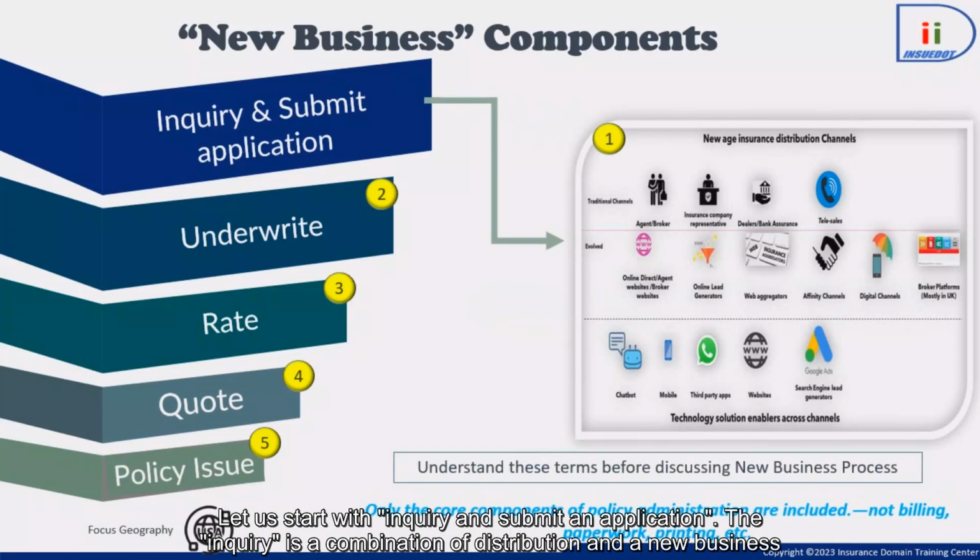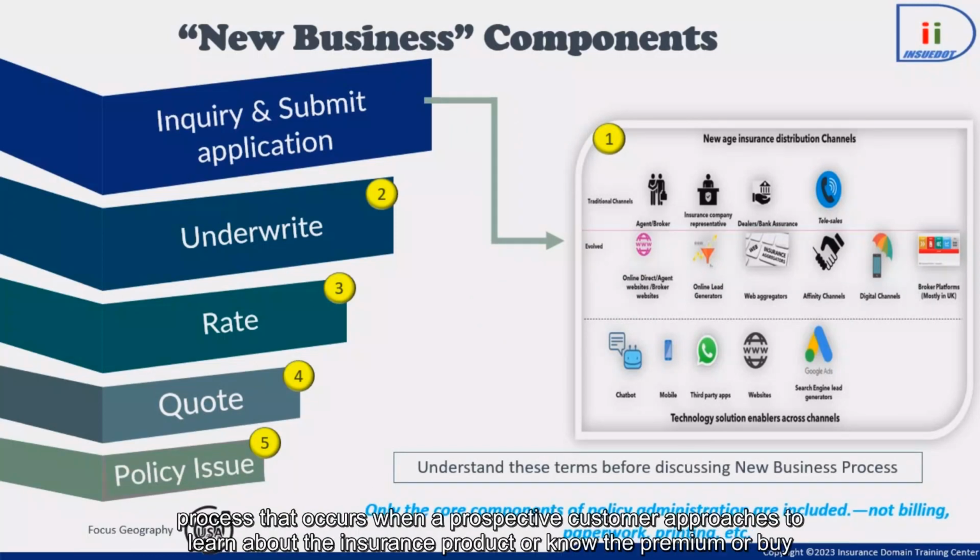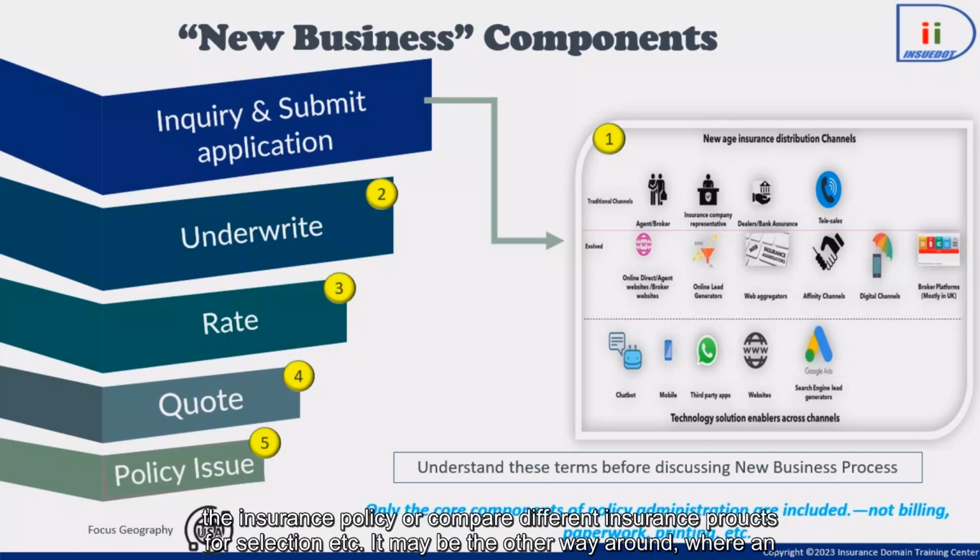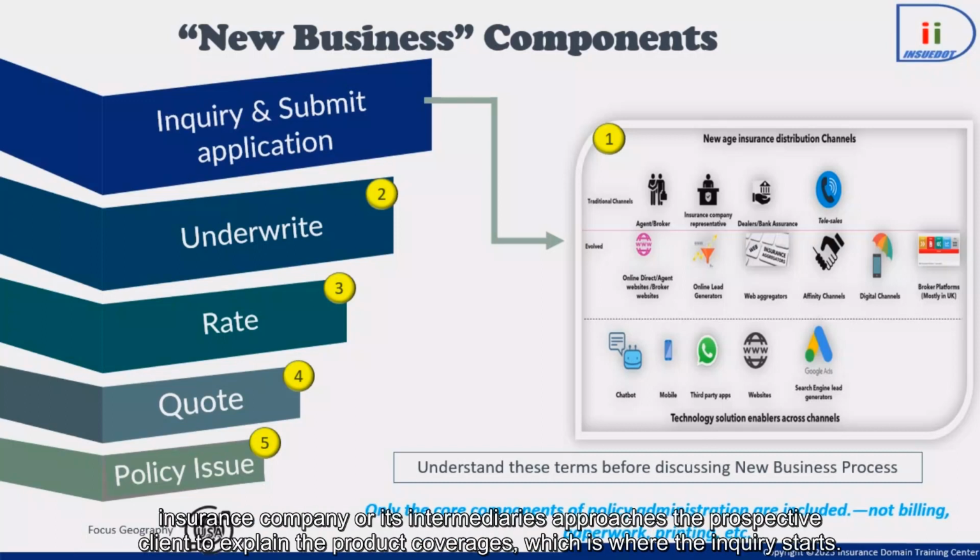Let us start with inquiry and submit an application. The inquiry is a combination of distribution and a new business process that occurs when a prospective customer approaches to learn about the insurance product, or know the premium, or buy the insurance policy, or compare different insurance products for selection, etc. It may be the other way around, where an insurance company or its intermediaries approaches the prospective client to explain the product coverages, which is where the inquiry starts.